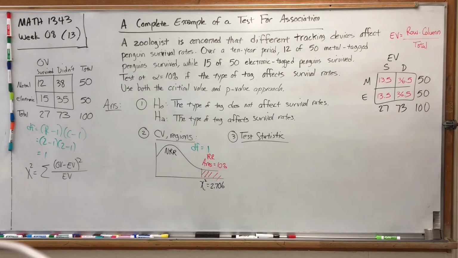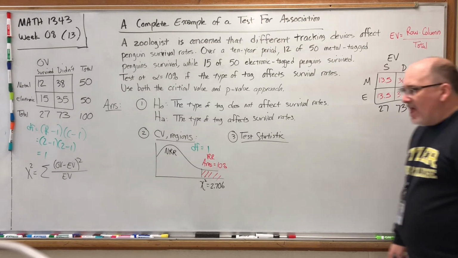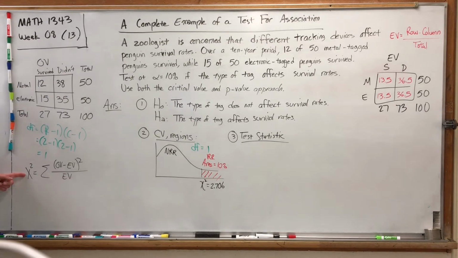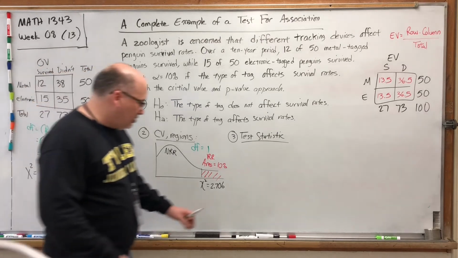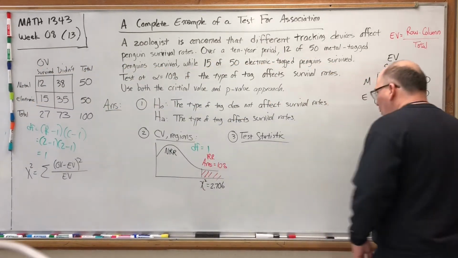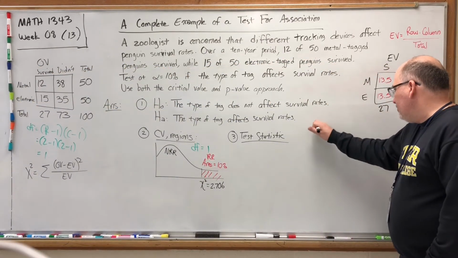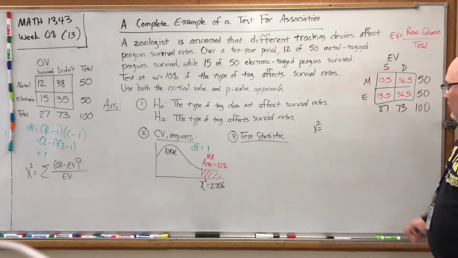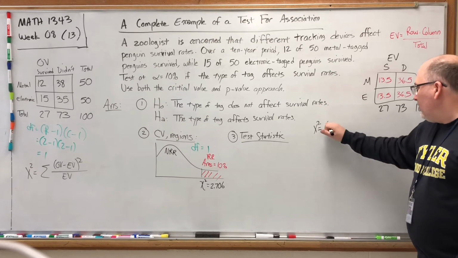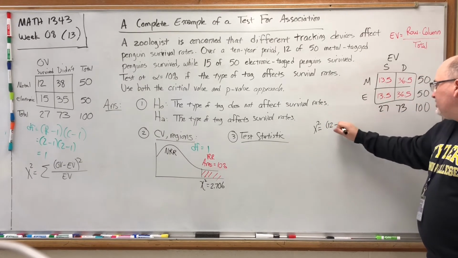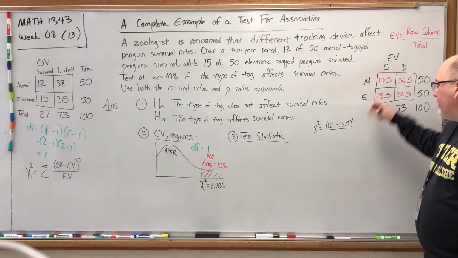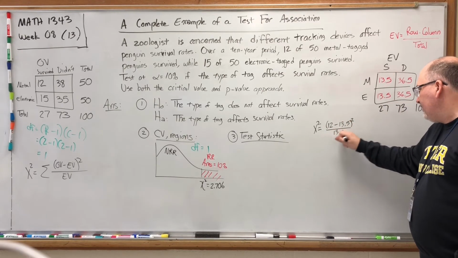All right, so there's our expected values, but we're not out of the woods yet, because we have to do this setup, this formula, to calculate the test statistic. We only have 4 cells, so it's not going to be too cumbersome. Our test statistic will be chi-squared equals. All right, let's start with the upper left cell, survived metal. What we observed was 12. What we expect is 13.5. That will get squared and compared to what we expected, 13.5.